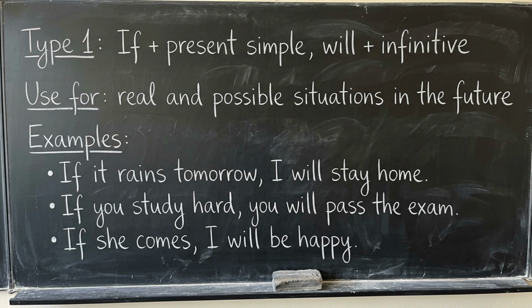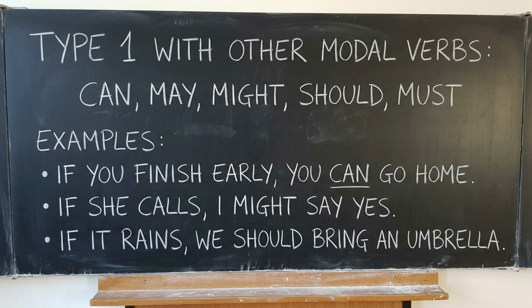Notice the if clause uses present simple, not future. Do not say if it will rain. Say if it rains. In type 1, you can also use other modal verbs instead of will. For example, can for ability or permission. If you finish early, you can go home. Might for possibility. If she calls, I might say yes. Should for advice. If it rains, we should bring an umbrella. These give different meanings, but the structure is the same. The if clause still uses present simple.